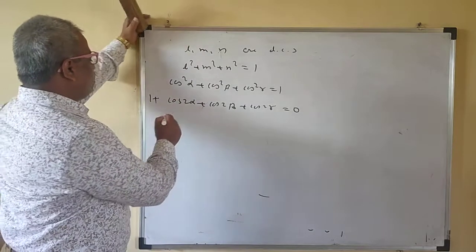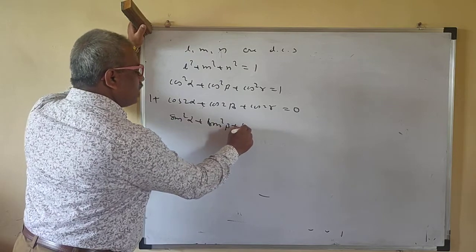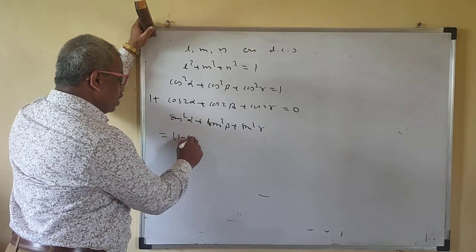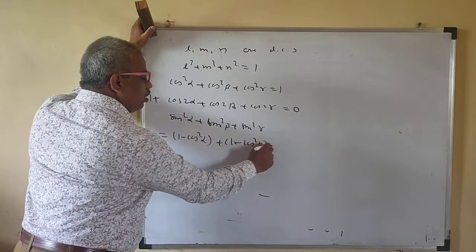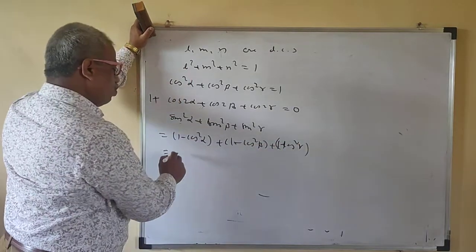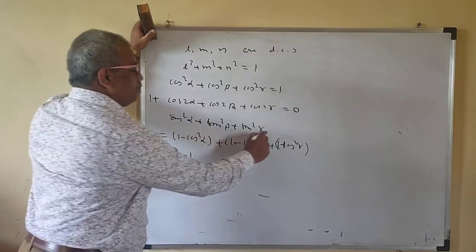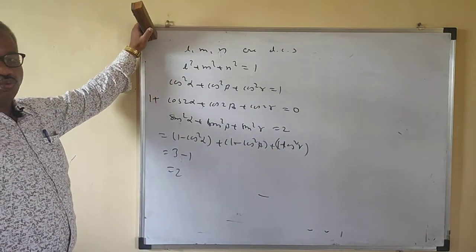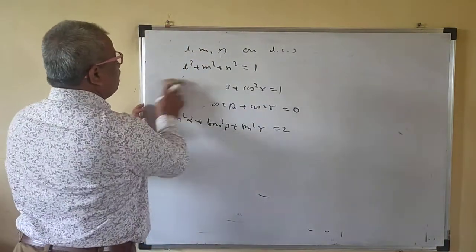Now what is sin square alpha plus sin square beta plus sin square gamma? This is 1 minus cos square alpha plus 1 minus cos square beta plus 1 minus cos square gamma. So 1 plus 1 plus 1 is 3, minus the cos squares, which is 1, so this is 2. That means sin square alpha plus sin square beta plus sin square gamma is 2. Remember this.